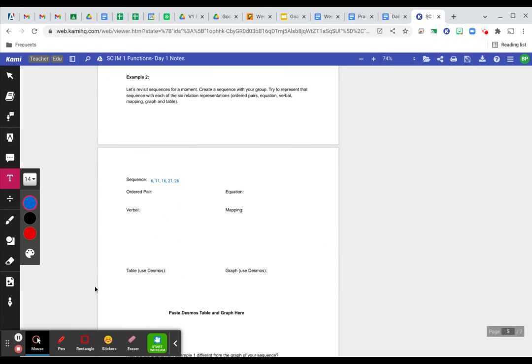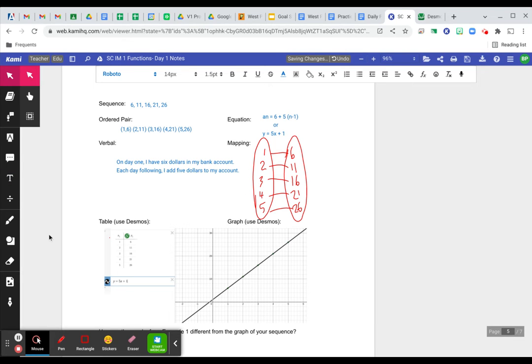So I would encourage you to pause the video, and I'm going to pause it as well. I'm going to work through these examples, and then unpause and see if your solutions match mine. All right, so hopefully yours look similar.